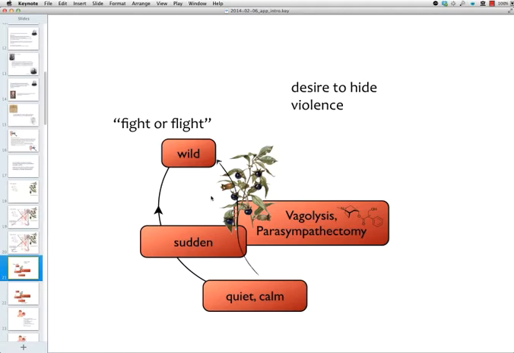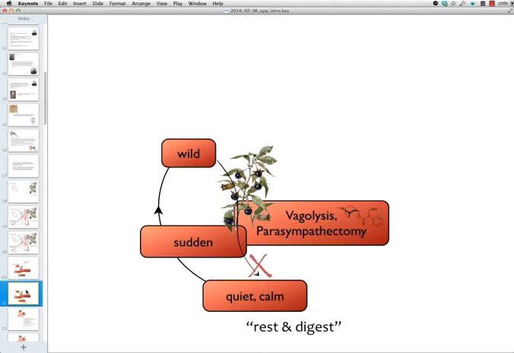All right. And once we're there, and the police car speeds off and leaves us, now the parasympathetic nervous system is supposed to kick in and bring us back to quiet and calm. It doesn't for belladonna. Okay, it's very slow to return to the quiet and calm state and the rest and digest state, because that activity, that active relaxation, is severely inhibited in the belladonna state.